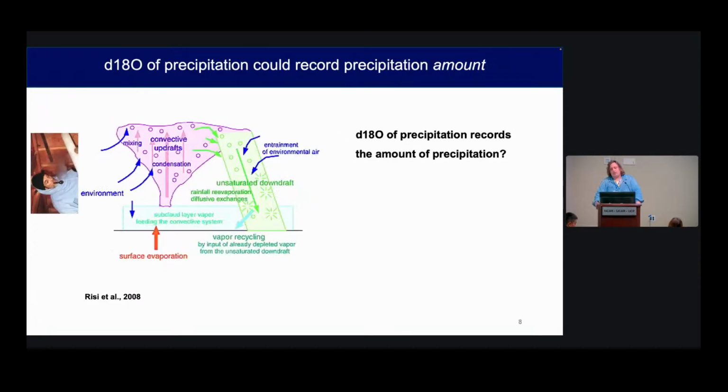The other part of Willi Dansgaard, now he's looking down or across at a convective system, was there's an amount effect, which Anson also talked about. It's basically just like if it rains a lot, you get a different isotopic signal than if it only rains a little. This has been kind of refined since the 1960s, but it's still an explanation for isotope signals that you will see invoked today.